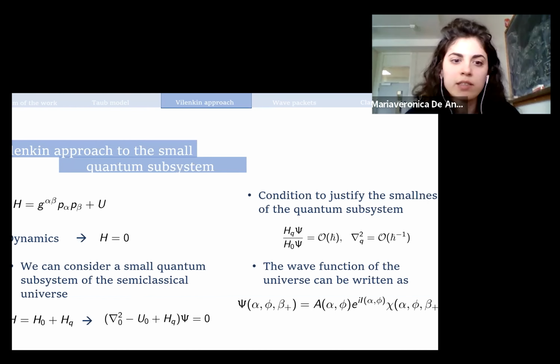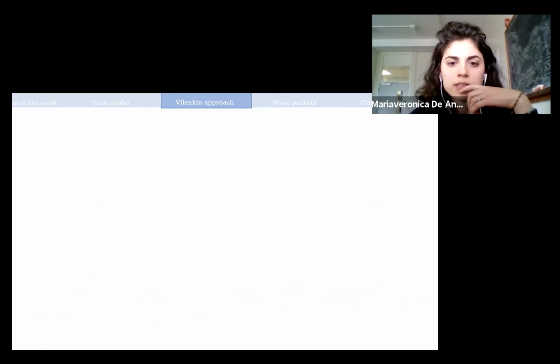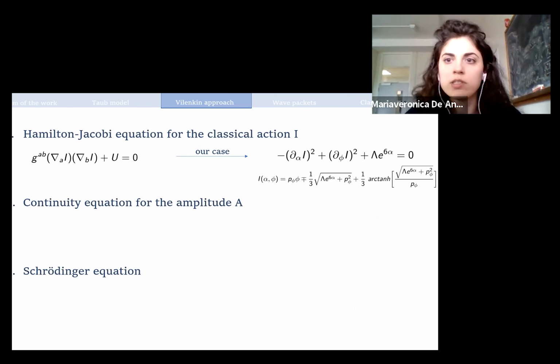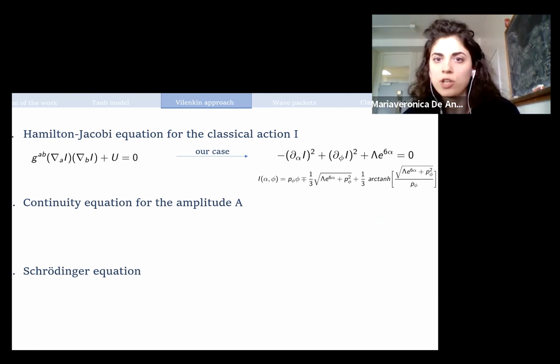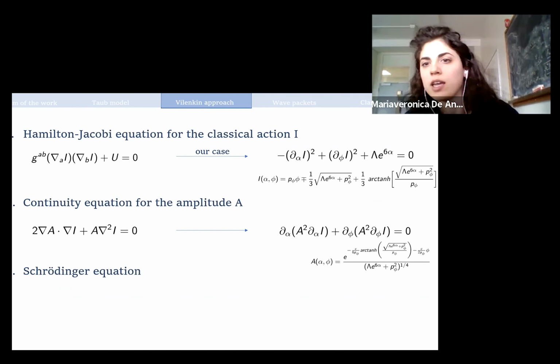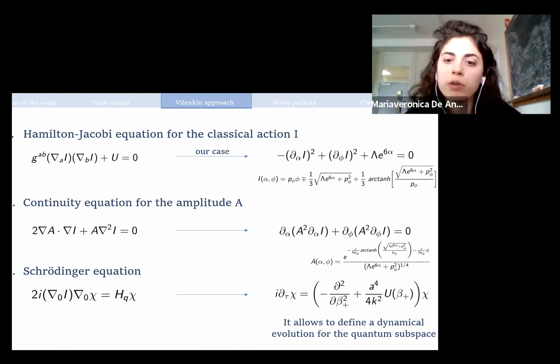So we can put these in the Wheeler-DeWitt equation, and in such a way, the Wheeler-DeWitt equation can be decomposed in three equations in order of h bar. In the lowest order, we obtain the Hamilton-Jacobi equation for the classical action I. This is the general equation, and in our case, we have this equation, and this is the result, in which alpha and phi, the scalar field, are classical. Alpha is the volume of the universe. Then in the next order, we have the continuity equation for the amplitude A. This is our case. And then we have the Schrodinger equation.